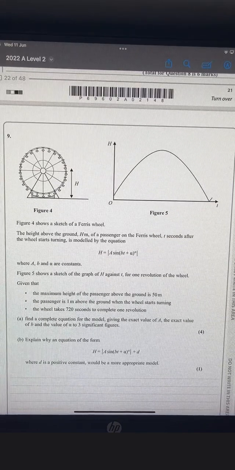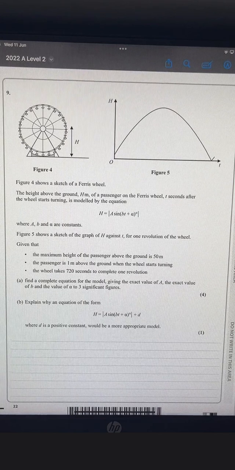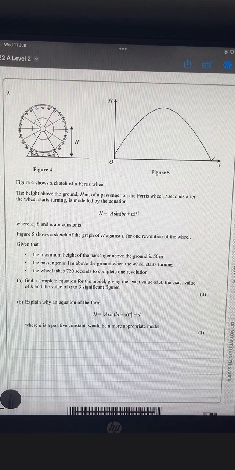Question 9. All right, question 9, this was just my opinion, I found it a bit evil. So at Excel, they love making questions where you have to find an equation, just make your own equation. So let's just read each point and take it one at a time.